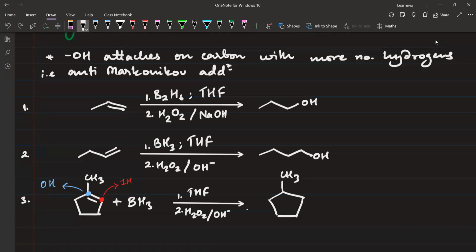अब बोलिए, where should I add hydrogen? The blue carbon or the red carbon? Red carbon. Very good. Copy this down.